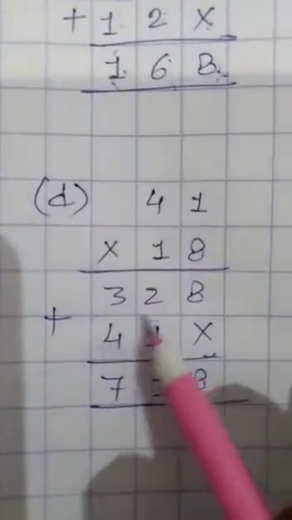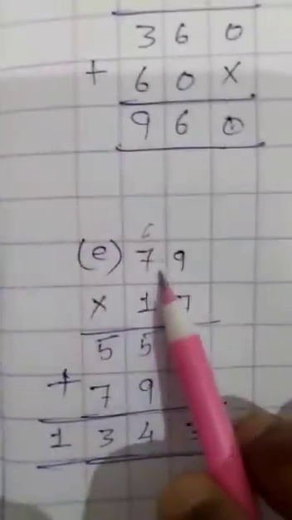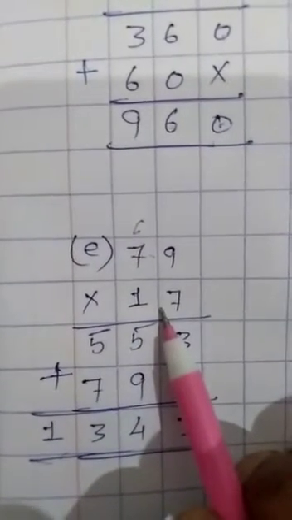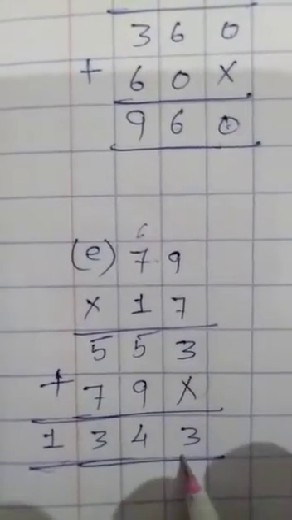Question D, 41 multiplied by 18. When we multiply, it will be 738 as the answer. Question E, 79 multiplied by 17. So it will be 1343 as the answer.